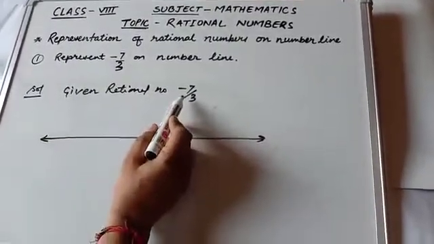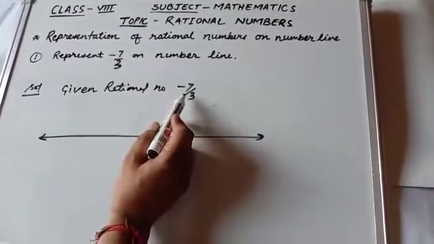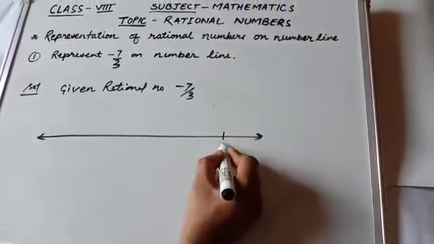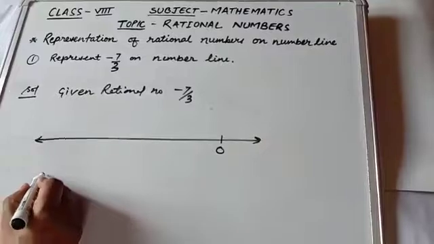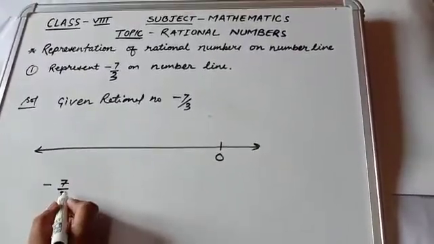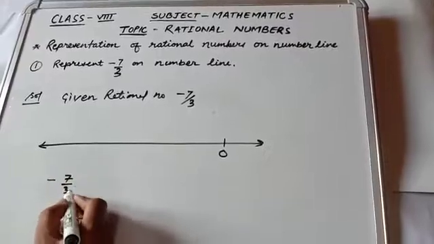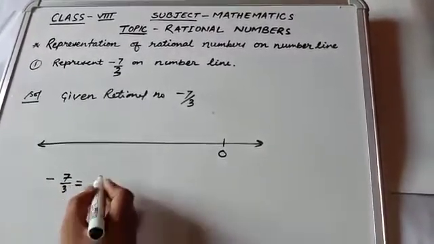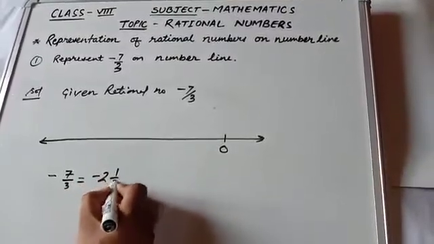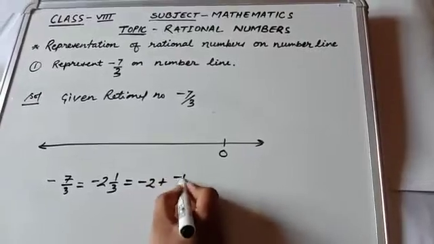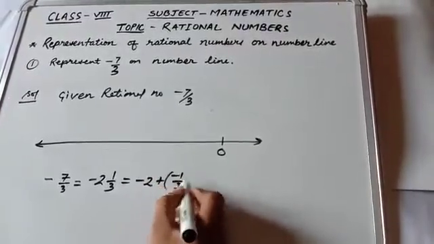Because the given number is negative rational number, so this number lie on the left side of the 0. So we will mark 0 here. Now minus 7 by 3. Just first we will check that where this number lie on the left side of the 0. That means minus 7 by 3 means minus 2 whole 1 by 3. That means minus 2 plus minus 1 by 3.